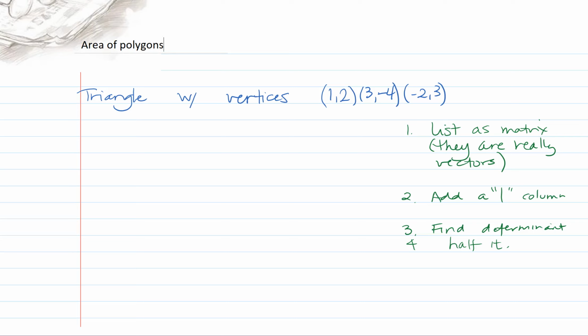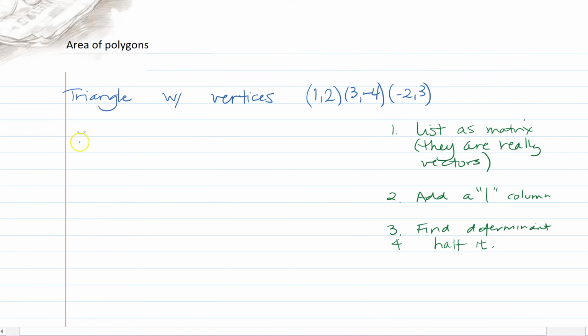Hi students, we're going to find the area of polygons using determinants. Now this actually has to do with vectors, but I'm not going to try to prove it to you. I'm just going to show you how it works. You have to take these values and place them in a matrix.